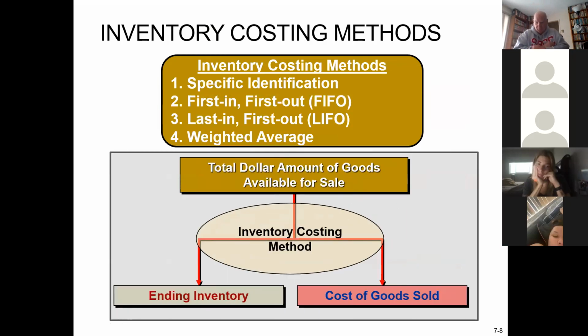Now let's get into kind of a fun thing in this chapter. I used to like to do these things. Inventory costing methods. Specific ID, first in, first out, last in, first out, and weighted average. Okay. See what you have here? Total dollar amount of goods available for sale. How do we get the goods available for sale? It's the beginning inventory plus all the purchases for the month. Okay. That's our starting point.